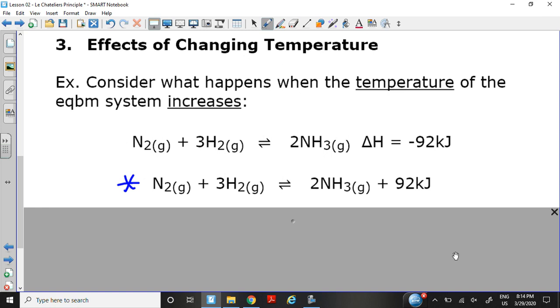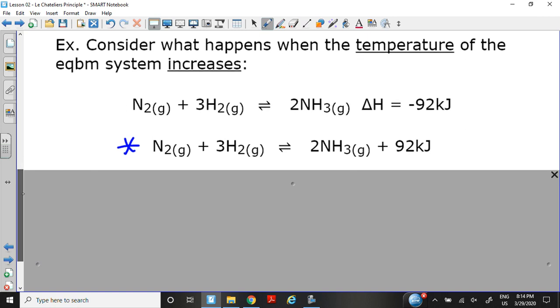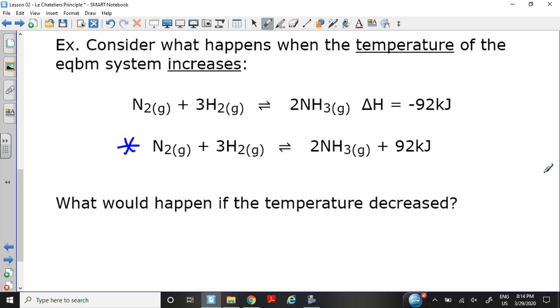Why do we do that? It helps you figure out which direction is going to be shifted a lot easier. You can pretty much treat it like an example that we saw previously with change in concentration. It's a little bit different, but the shifts work the same way. So let's take a look at this example. What would happen when the temperature of the system increases? So we'll look at that one first.